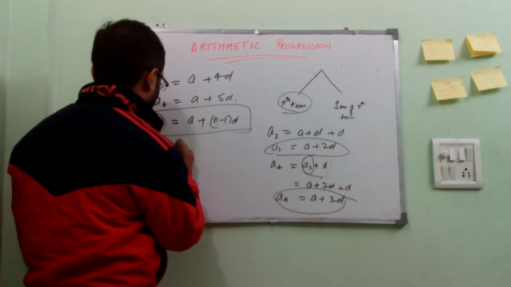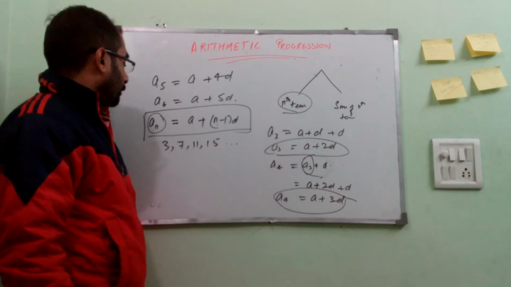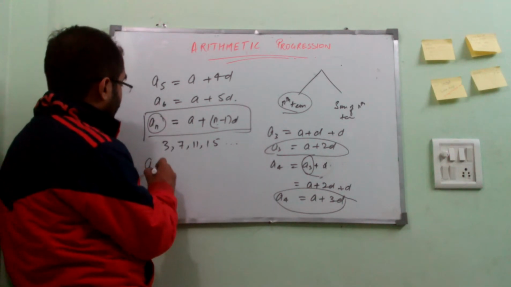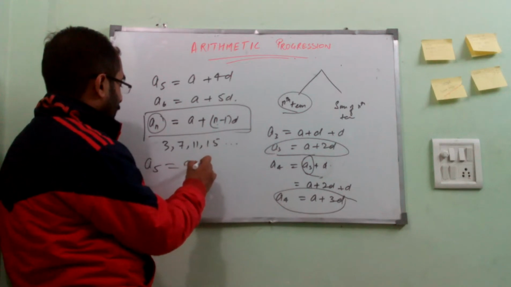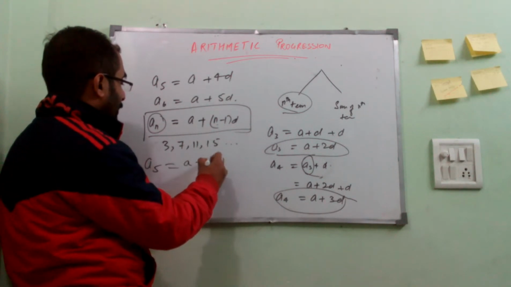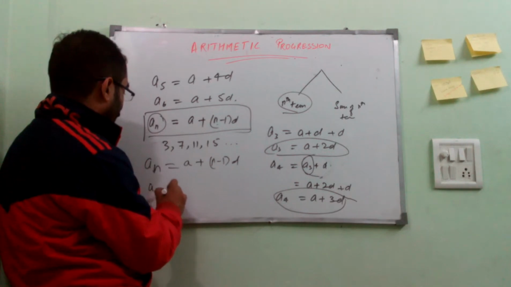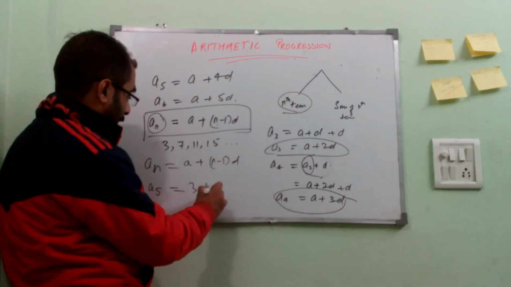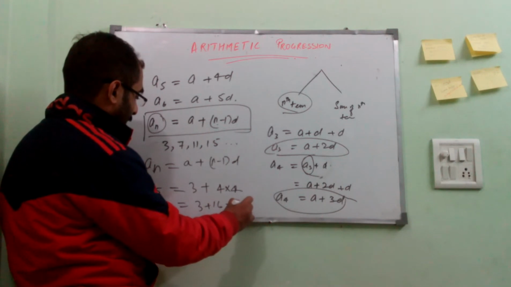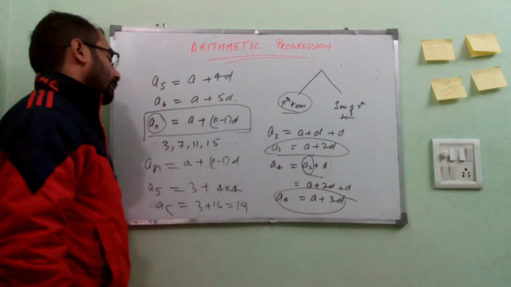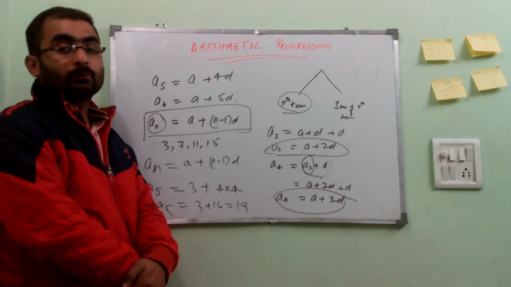Our sequence was 3, 7, 11, 15 and so on. Now, let's say we have to find the value of the fifth term. It will be A, that is 3, plus n minus 1 into d, writing the formula. So A5 is equal to 3 plus 4 into 4, that is 3 plus 16, that is 19. Now A5 is equal to 19.